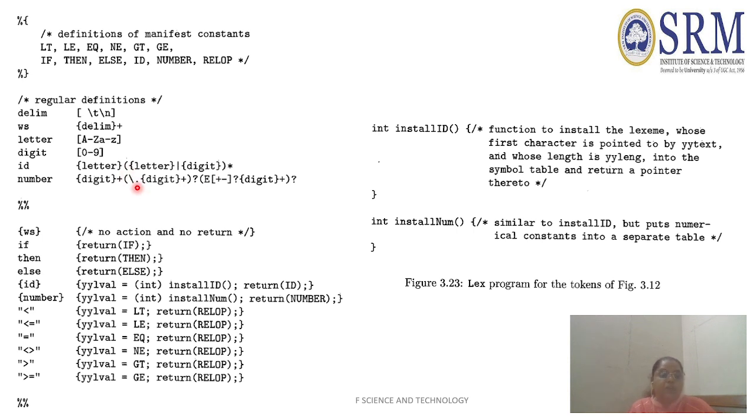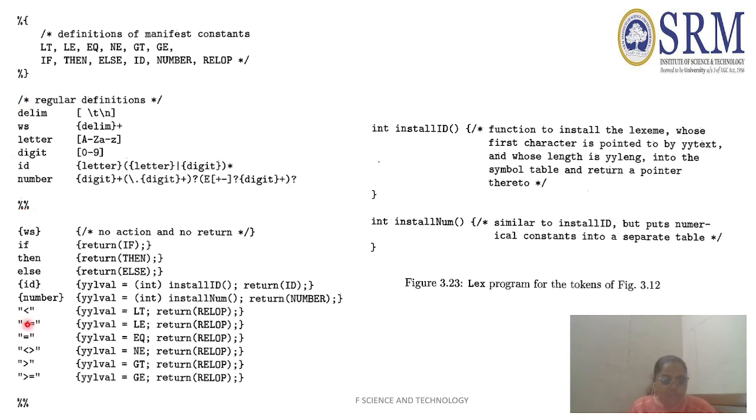So the number may start with a dot followed by any number of digits, or even a single digit, and the question mark they have given means 0 or 1 instances. If it appears, it will appear for one instance, or else it will not appear at all. So this e part will appear for one instance or not at all. Then e followed by plus or minus, and the digits may appear 1 or more times or 0 times. So this entire thing, within the open and close parentheses, may appear for 0 or more instances. Okay, so this is the declaration part.